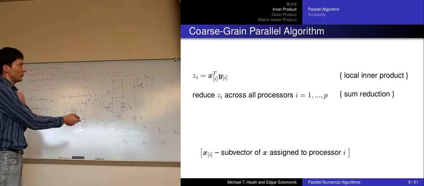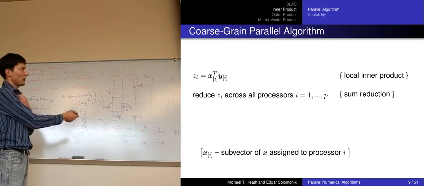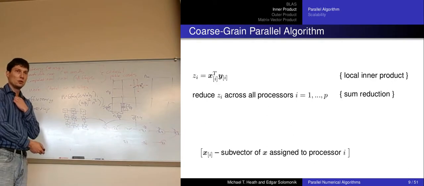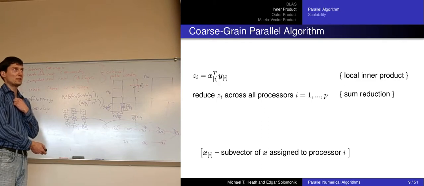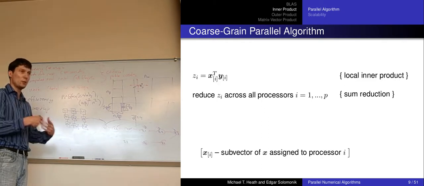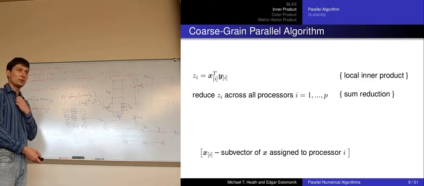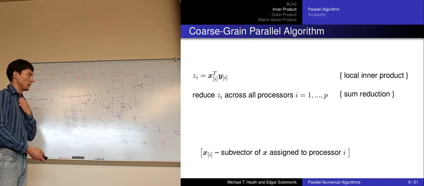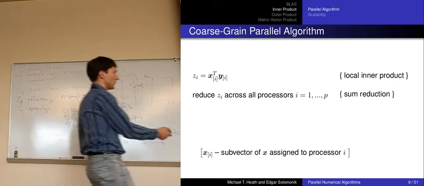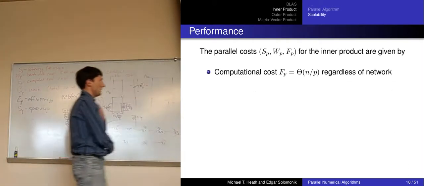And so are we reducing here a subvector that every process contributes? I guess, is the reduction a multi-item reduction or a single item reduction? Single item, yeah, it's just a scalar. So we do a local inner product, but then we just get a scalar out.